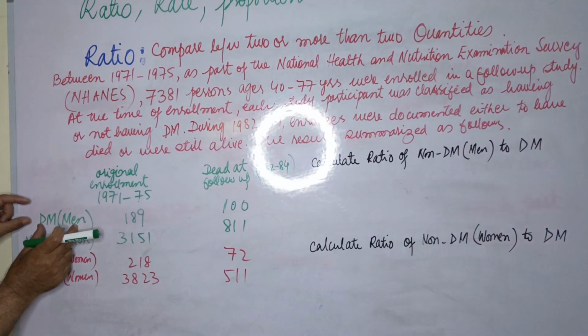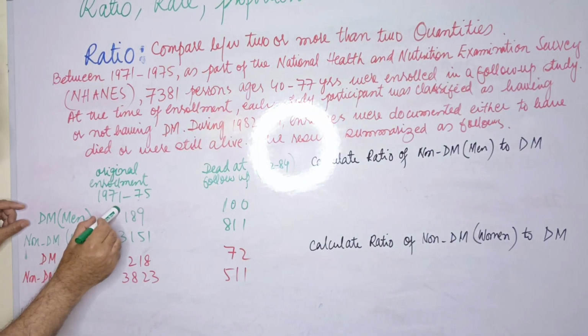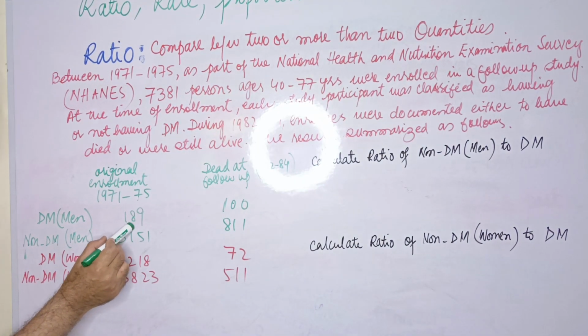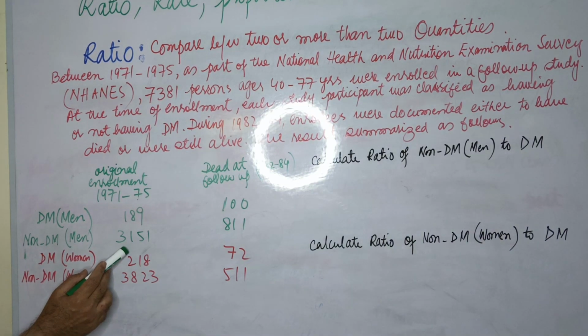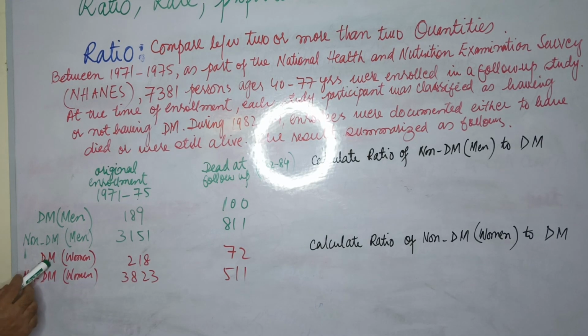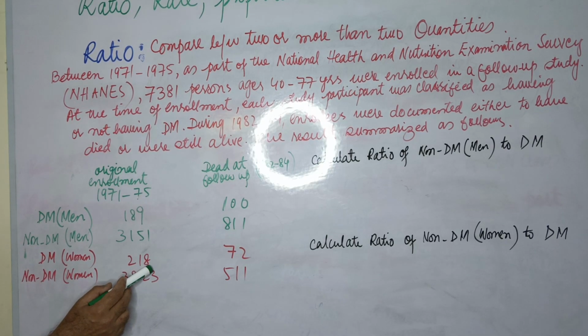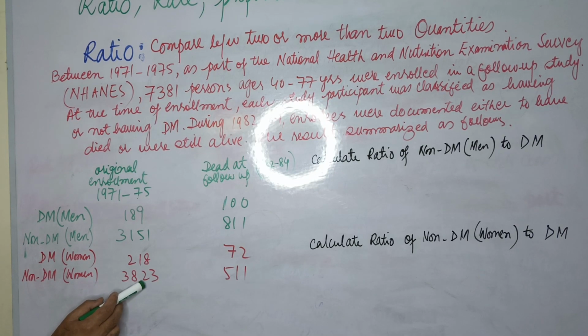Now the diabetic males enrolled in 1971 to 75 were 189, and non-diabetic men were 3,151, and diabetic women 218, and non-diabetic women 3,823.